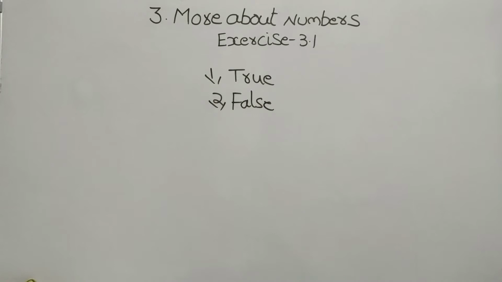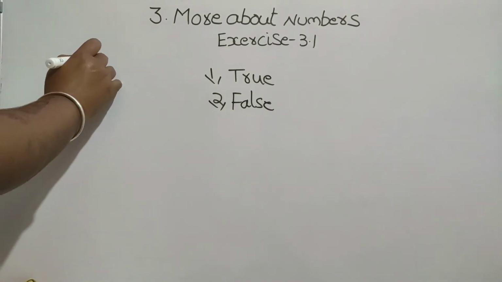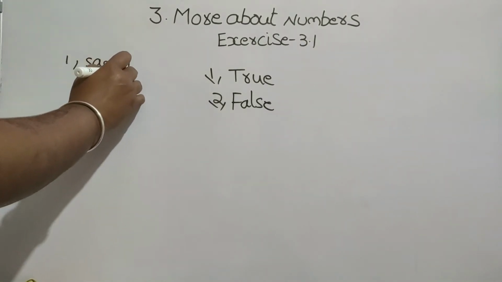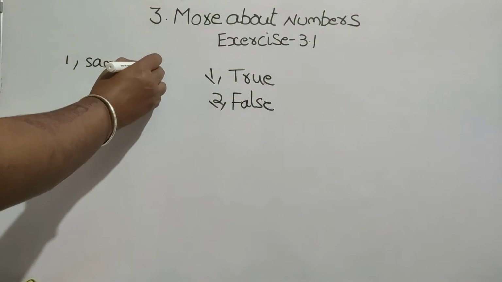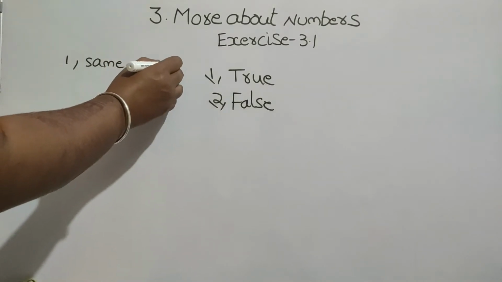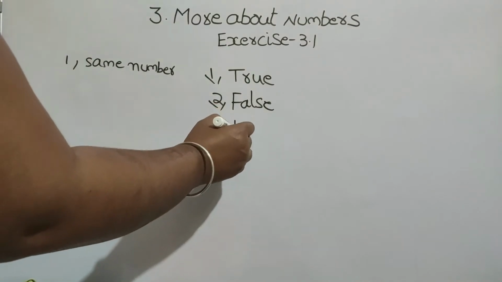Prime numbers do not have any factors. A prime number will have one and the same number itself. That is called a prime number. So, this statement is false. 1 and the same number are the factors of a prime number. So, prime numbers have factors.